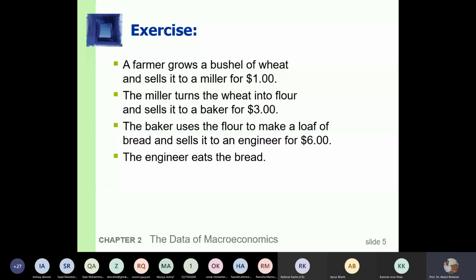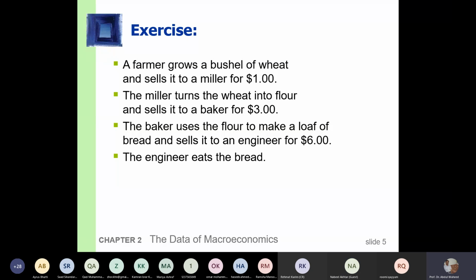So in this case, if I ask you, what are the intermediate goods, and what is the final good? Bread. The final good is the bread. Listen to my question and then answer.